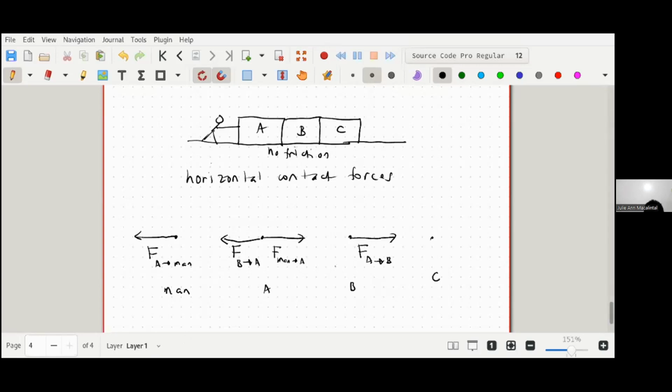Ngayon, what about object B? So, aside from A pushing on B, what are the other forces acting on object B? What do you think? Okay, may friction, tapos may gravity, may support, yes. Tapos may force. Walang friction on A, B, and C. Ignore mo yan. So aside from that, gravity is a vertical force here. So ignore them.